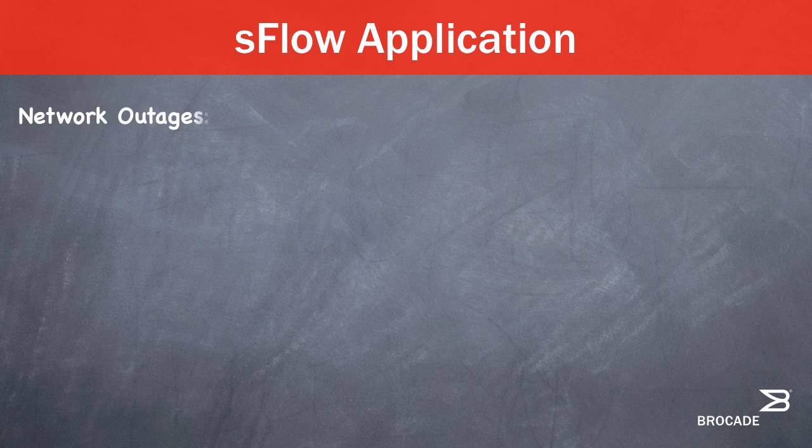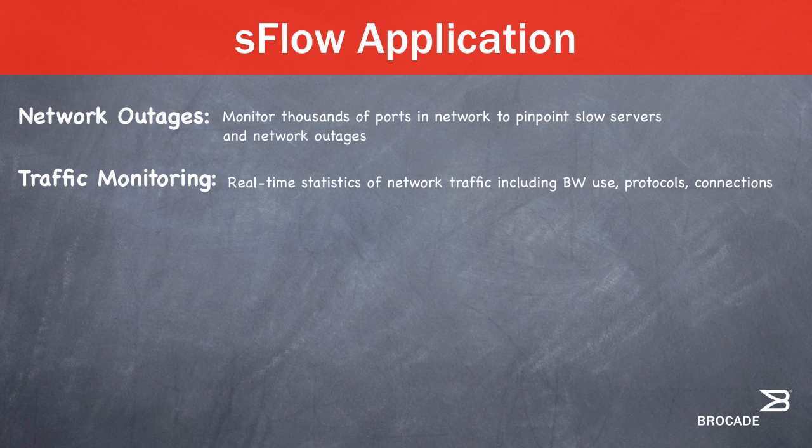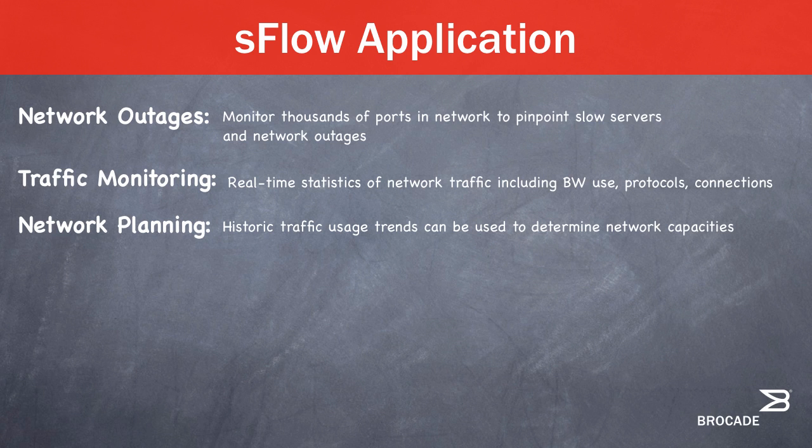A few examples are: in the case of network outages, sFlow can monitor thousands of ports in a network to accurately pinpoint reasons for network outages or why traffic on a server is slow. For traffic monitoring, sFlow provides real-time statistics of traffic on the network, including bandwidth used, protocols, connections, and more. Network planning: historic traffic usage trends can be used to determine network capacities for planning purposes.